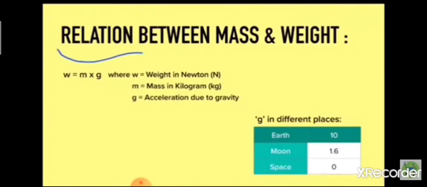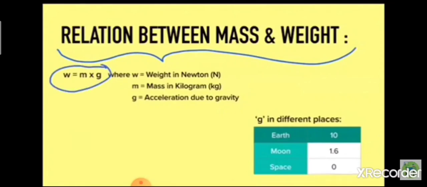So the formula we have is W equals M into G, where W is weight in newtons. M is the mass in kilograms. And G is the acceleration due to gravity. So G is acceleration due to gravity, that means gravitational force.